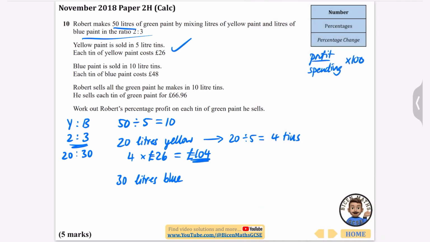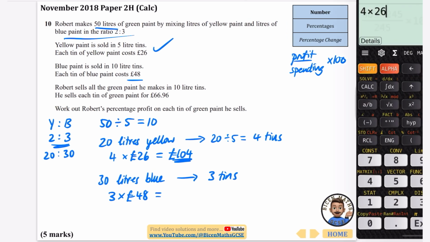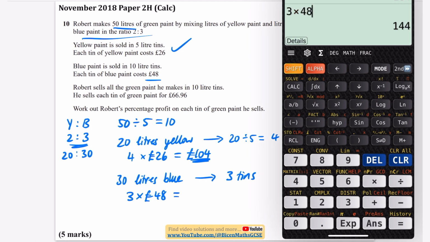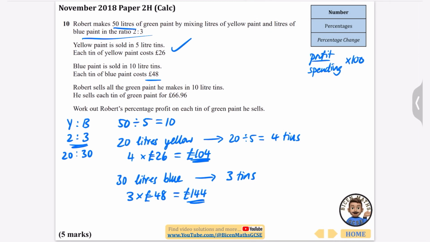So we've now dealt with all of this information. Blue paint is sold in 10 litre tins. Okay, well, we don't need to do that calculation. We just know that's going to be 3 tins. So we're going to do 3 lots of £48, which is the cost of 1 tin that we've got there. So 3 times 48, that is going to be £144. So we're going to now think about what the total cost is.